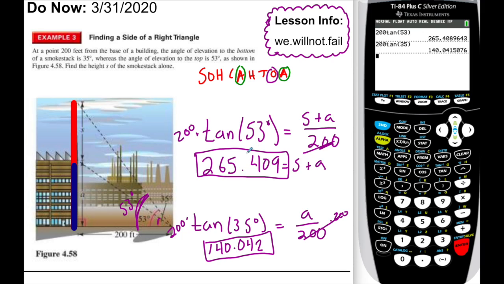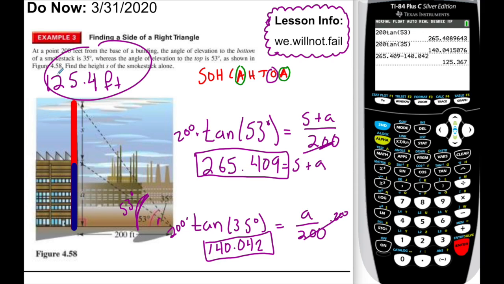So how am I going to find just the smokestack? Well, I'm going to take 265.409, and that's the whole height, and I'm going to subtract out 140.042, and I get, let's call that, 125.4 feet. That is what is remaining.